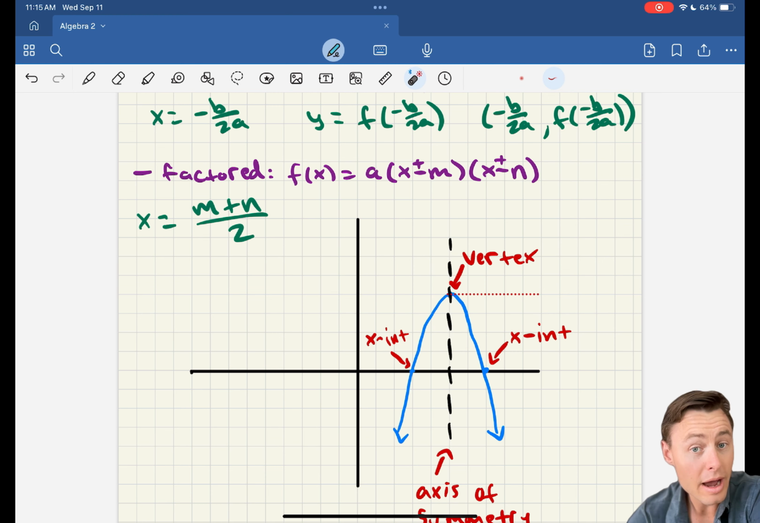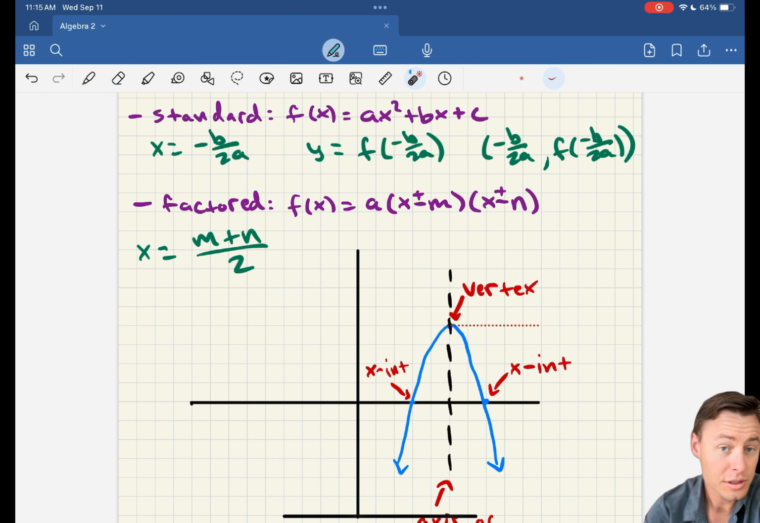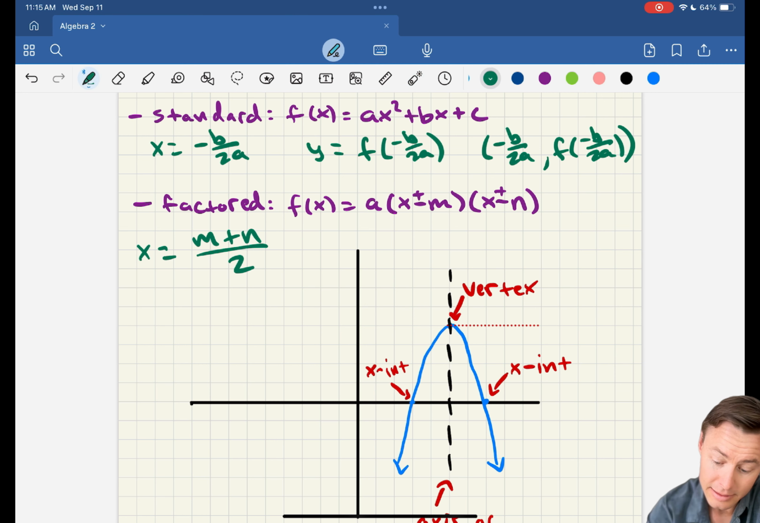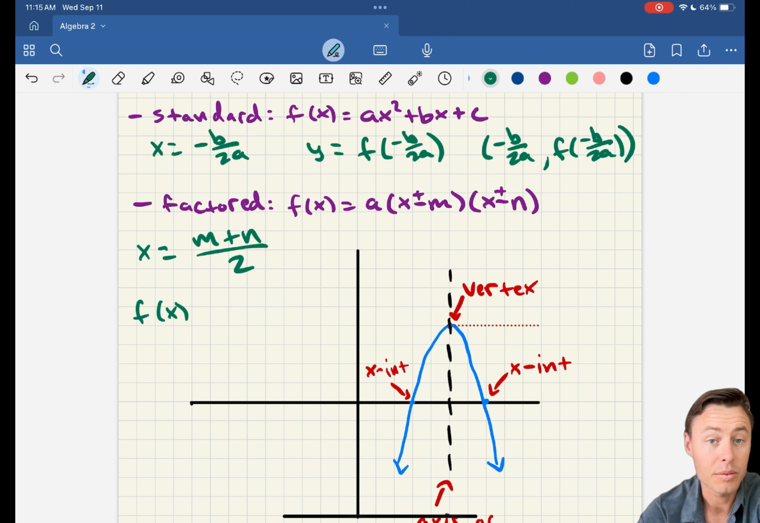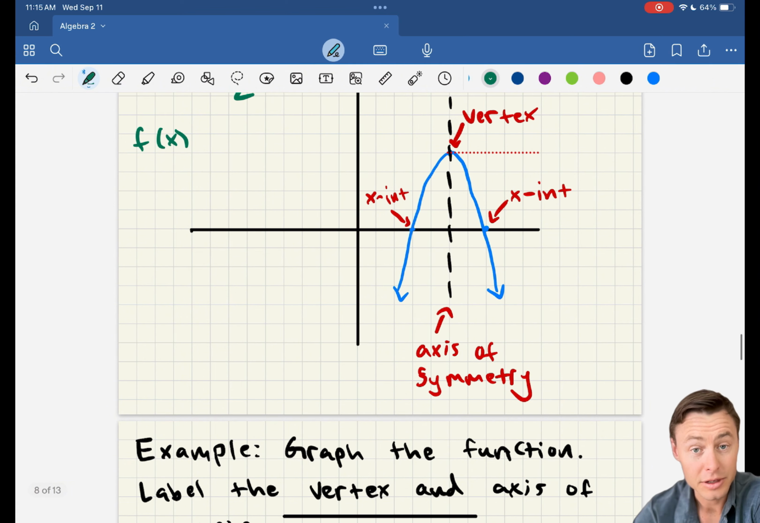Okay, so if you ever need to find your axis of symmetry from factored form, you can first find the x-intercepts, and then you can just find exactly the middle x value between them, and that is the axis of symmetry. Once you find that x value, like standard form, you just plug that back in to figure out what your y value is for your vertex. Okay, so those three different forms, and those are some features of a quadratic.